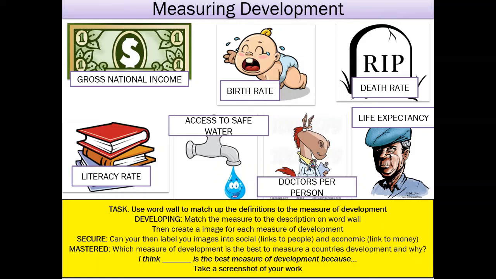And then for mastered, which of the development measures do you think is best to measure the level of development within a country? So I think, for example, literacy rate is the best measure of development because... So just explain why you think that's the best way. Once you've done that, can you take a picture of your work ready to upload to ClassCharts? So you can just pause the video now. You need to go over to WordWall and then come back and complete the following tasks. Pause the video now.